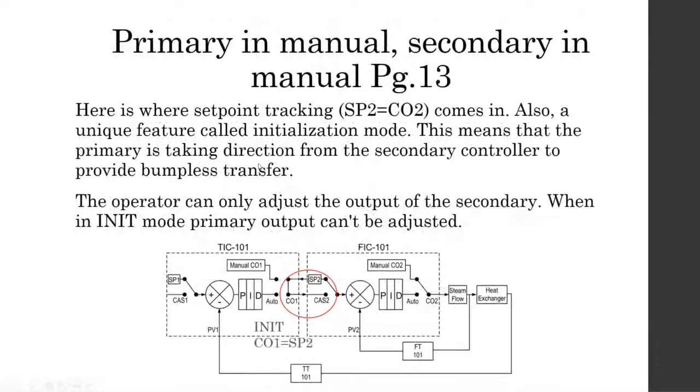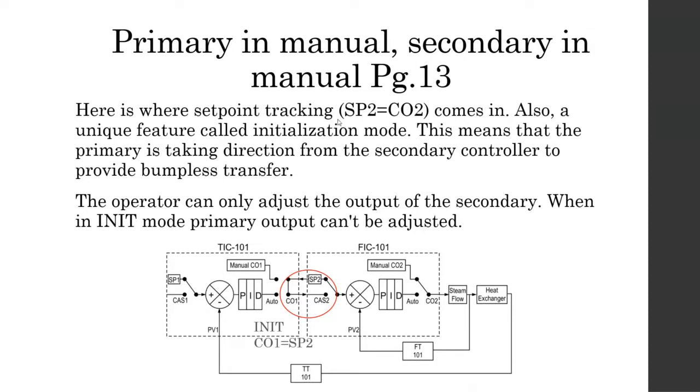Now we have primary and manual and the secondary and manual. This is where set point tracking comes in. This means that the set point of controller 2 has to equal the output of controller 2. And this is to achieve bumpless transfer. Also, a unique feature called initialization mode happens when we do this. We'll talk about initialization mode a little bit more in fourth year.